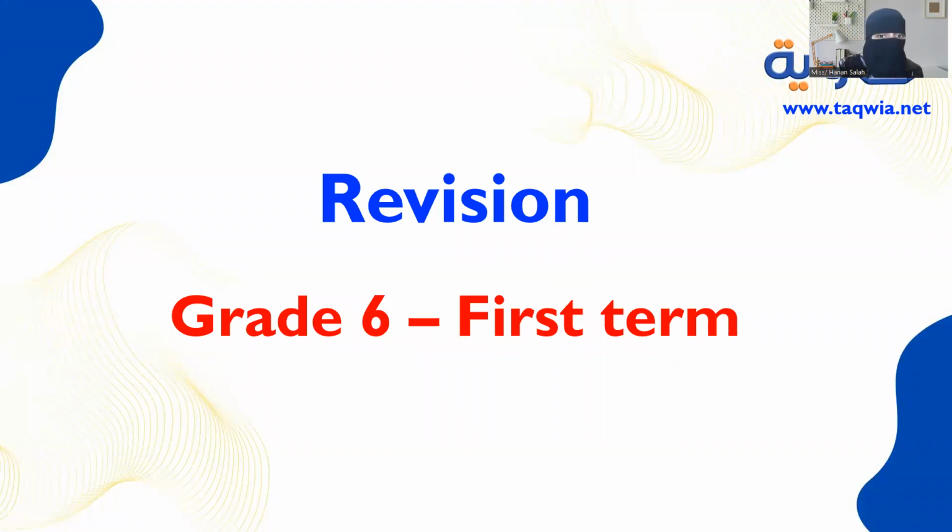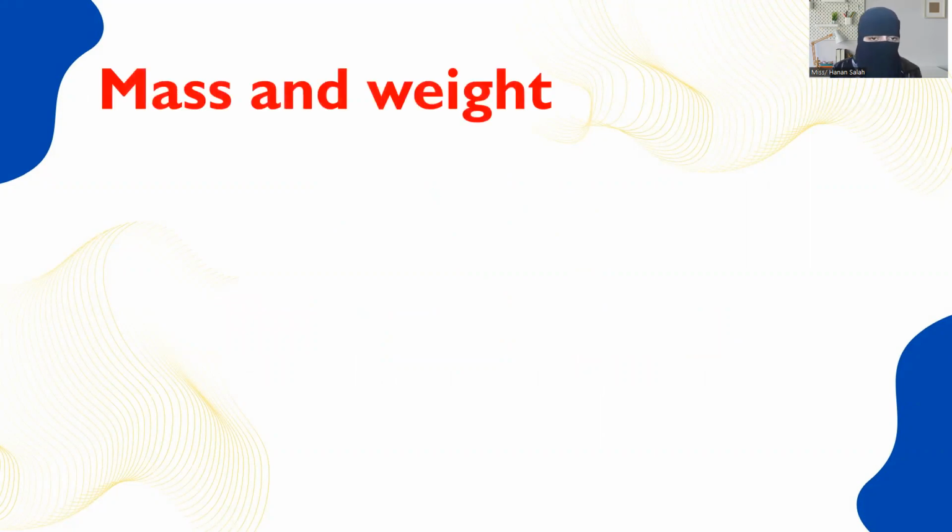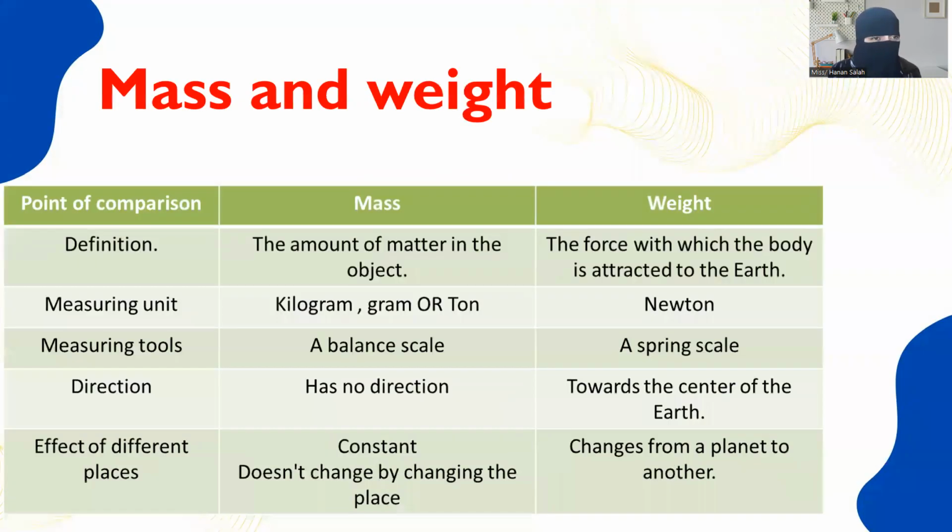We will start now by the first unit, which talks about the mass and weight. But what are the differences between mass and weight? Let's see it together. Here, the definition of the mass and the definition of the weight. Mass is the amount of matter in an object. We said before, it's related to the amount of matter. But the weight is related to the gravitational force of the Earth or of the planet. So we said weight is a force by which the body is attracted to the Earth.